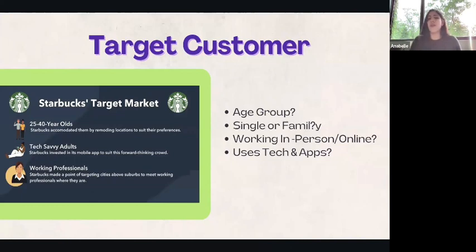I believe this would be for coffee, right? There could be a different target market for different products. Now, it's important to know a few things for the target market. One would be age group. You can have multiple different age groups. Two would be if someone is single or if they have a family, and spending. How much are they spending? Third one would be, do they work in person or online? These are new things that you could take into consideration.